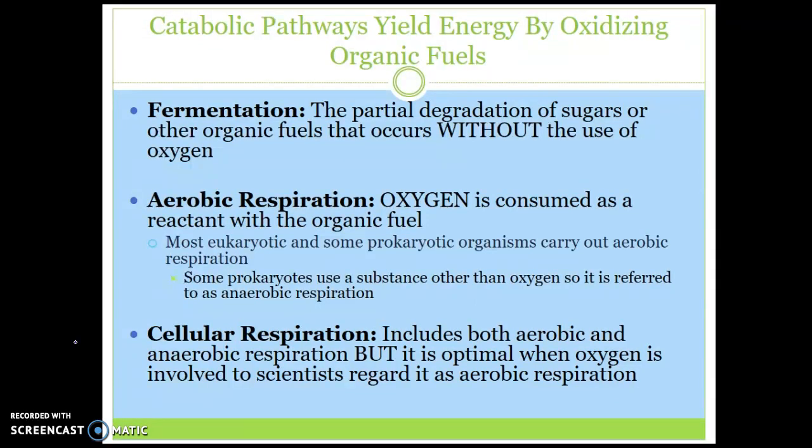Then you have aerobic respiration. Aerobic respiration is going to need oxygen, and if you remember, oxygen and glucose are what are required for us to go through cellular respiration completely. So oxygen is going to be required for aerobic respiration. And cellular respiration is going to include both anaerobic and aerobic respiration, but it's very optimal when we have the oxygen involved.